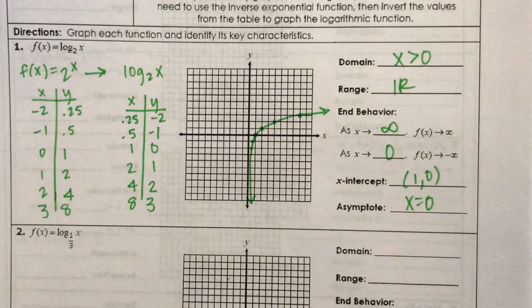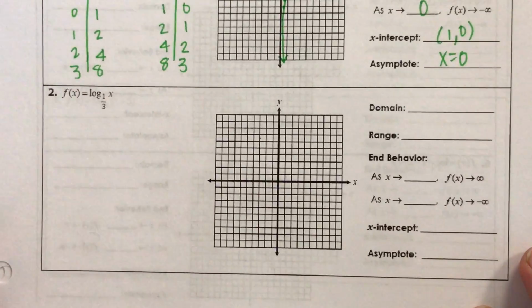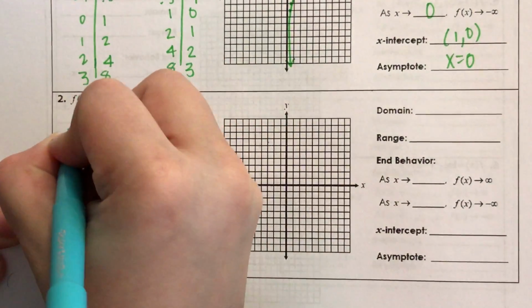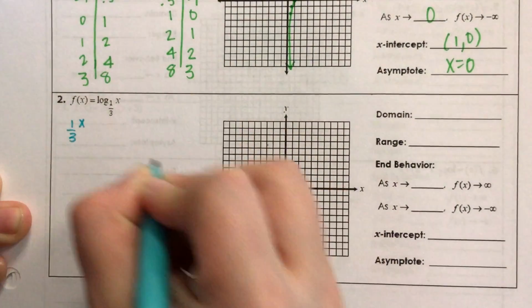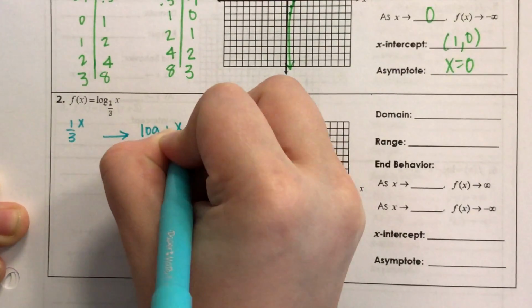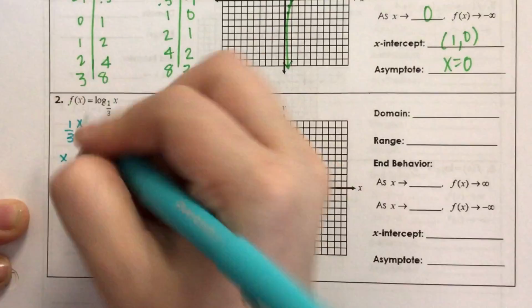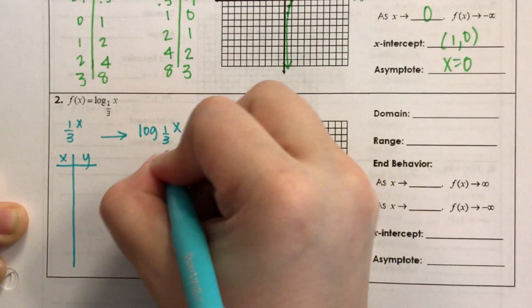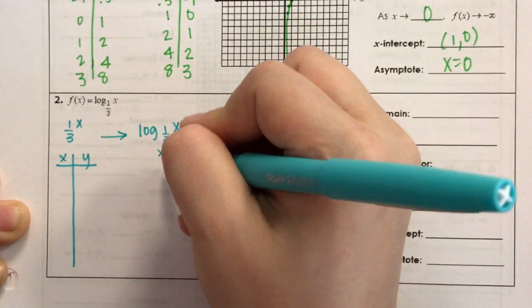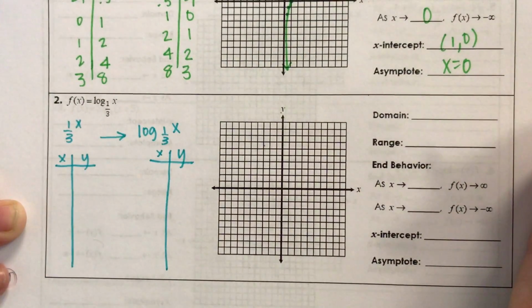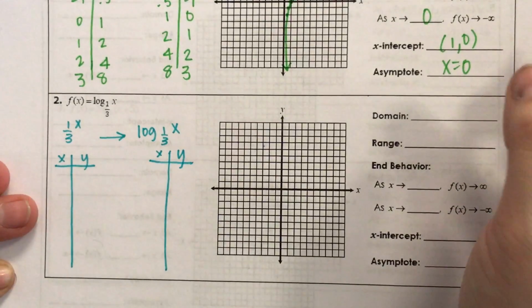Let's do another one. Let's do number 2. Okay. Again, we need the inverse first, so this is 1/3 to the x, which then we will change to log base 1/3 of x. Okay? So your steps should be use inverse, table of values, switch x and y, and then plot. Okay, and I can make you a cheat sheet if you would like.